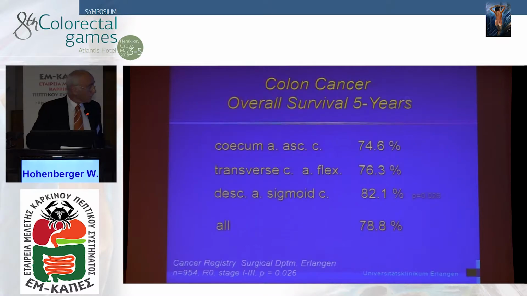But again, this is our survival. And astonishingly, ascending colon cancer does worse compared to the sigmoid, and the transverse is a little bit better. So even with very advanced surgery, which we were consequently applying, in any case it is lower than with the sigmoid tumors.